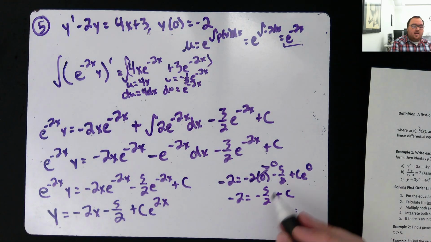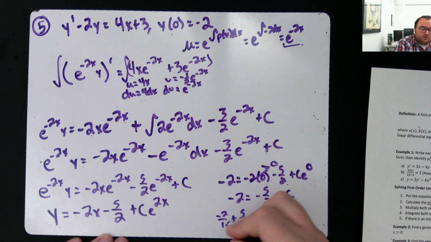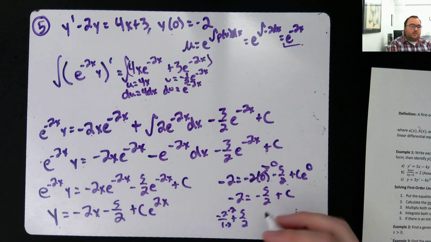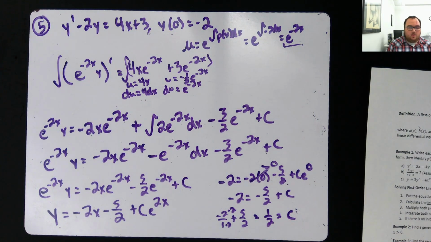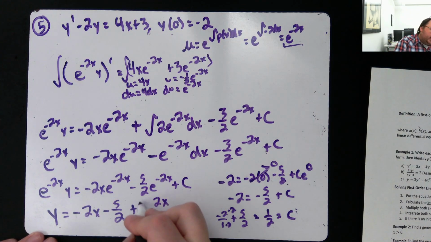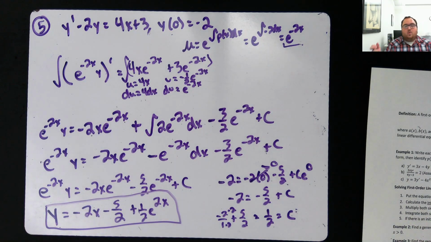plus c. Add 5/2, negative 2/1 plus 5/2. I need a 2, so times 2 times 2. Negative 4 plus 5 is 1, so that's 1/2 is my c. So put 1/2 in there for c, and we're good. Once again, if any of that doesn't make sense, please just let me know.